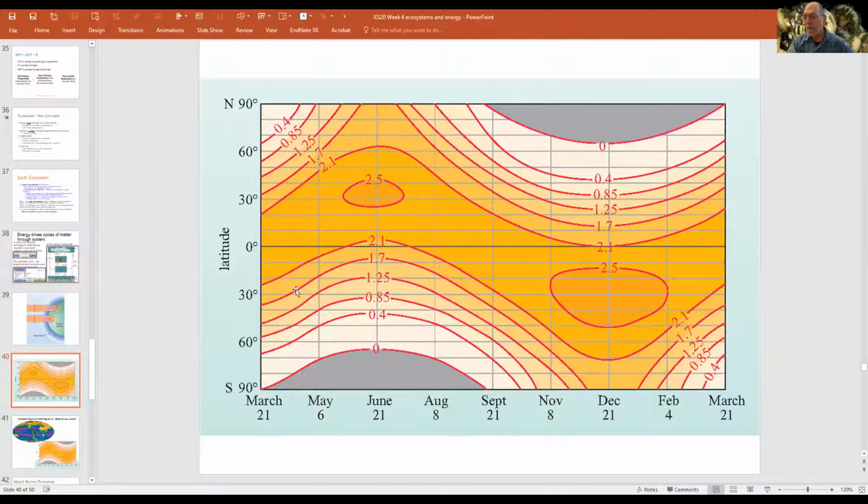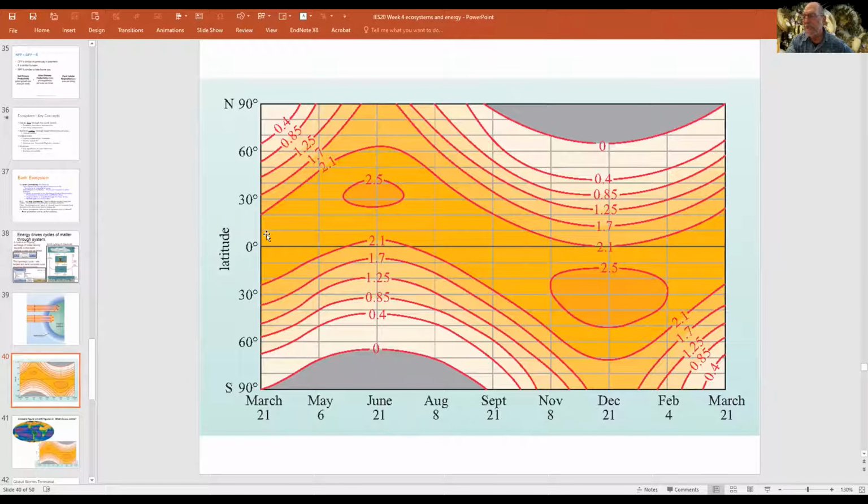And so what we're looking at here is latitude. This is the equator, and this would be the North and the South Pole. And over here is time. And so this is from March 21 to March 21, the equinox. And so this is a complete solar year for the Earth.